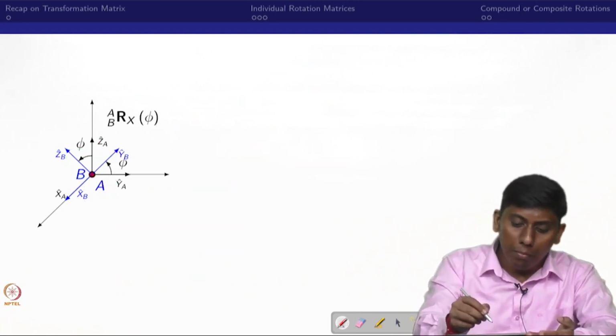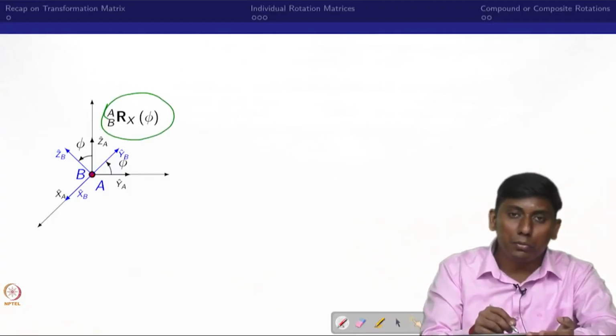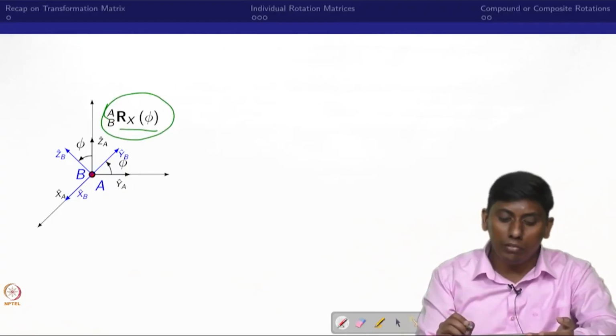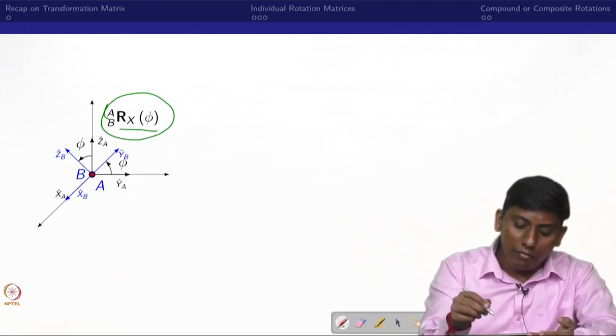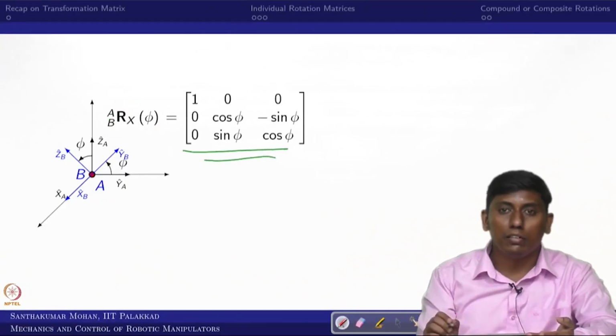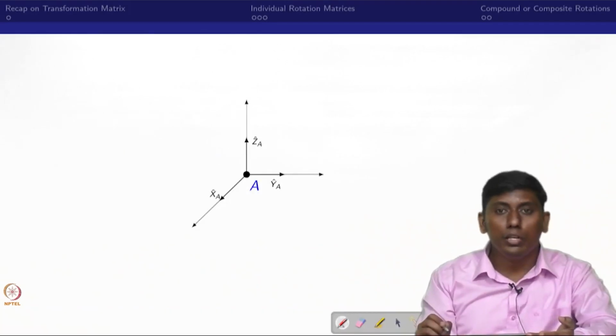I hope this is what we have written. So the rotation matrix of B with respect to A, where the rotation happened only with respect to the x axis by a phi angle, can be written in this form. This is what we have seen, right? In the same continuation, we will do it for the other axes.